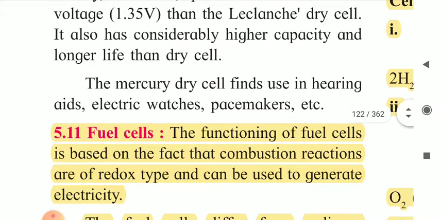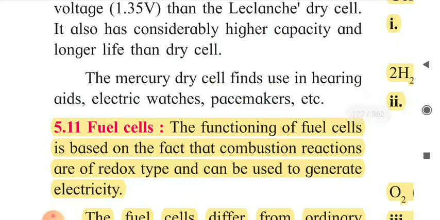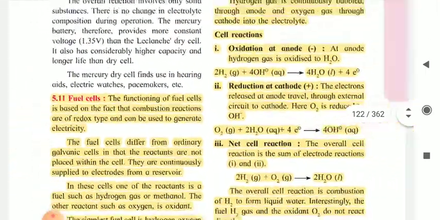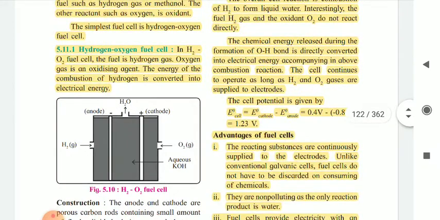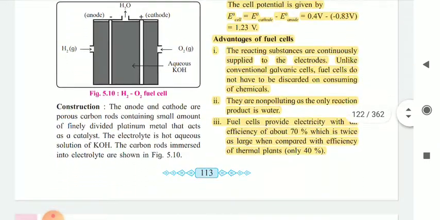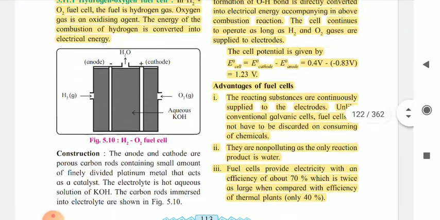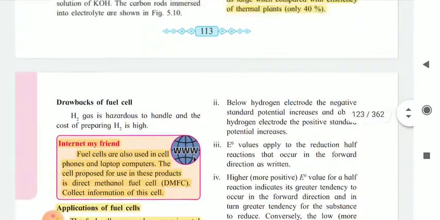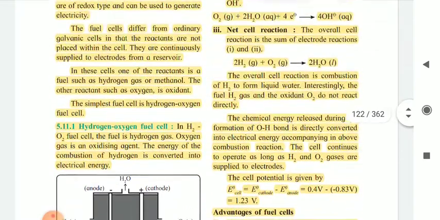Now students, the mercury dry cell finds use in hearing aids, electric watches, pacemakers, etc. This is a very important use of this cell. Now students, this is the reduced part of your syllabus, and after that the H2O2 fuel cell is also there for your syllabus part.